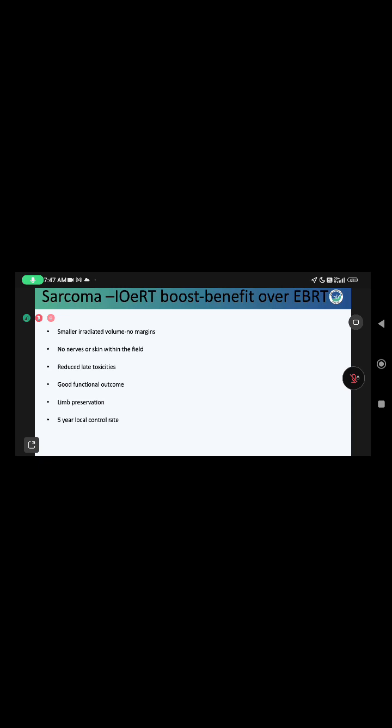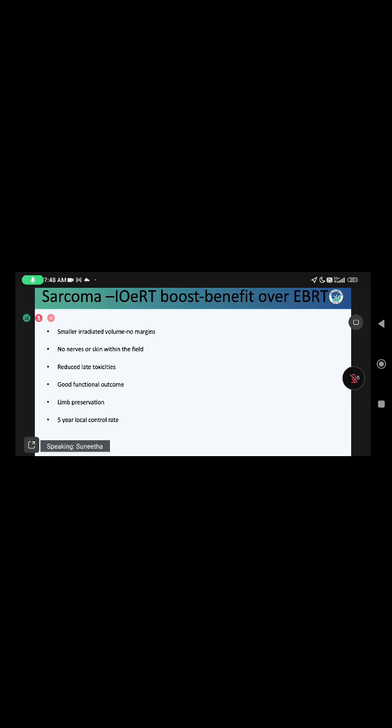Here we will be irradiating a very small volume of the tumor bed with no margins. So the nerves and the skin can be pushed away from the tumor bed here. Especially the skin we can protect. If the tumor is very close to the skin, we can shield the skin edges with lead shields, and even the nerves.